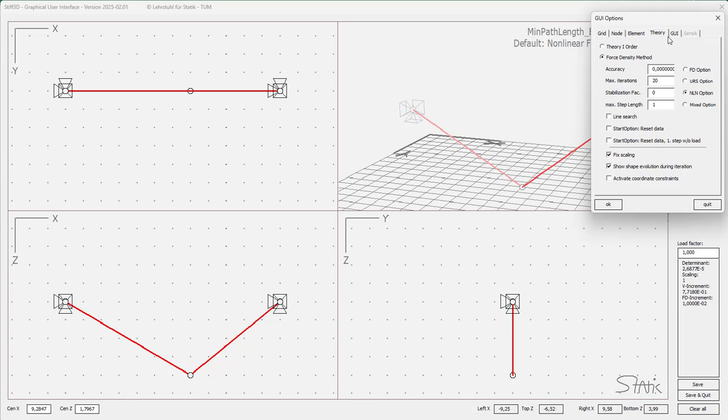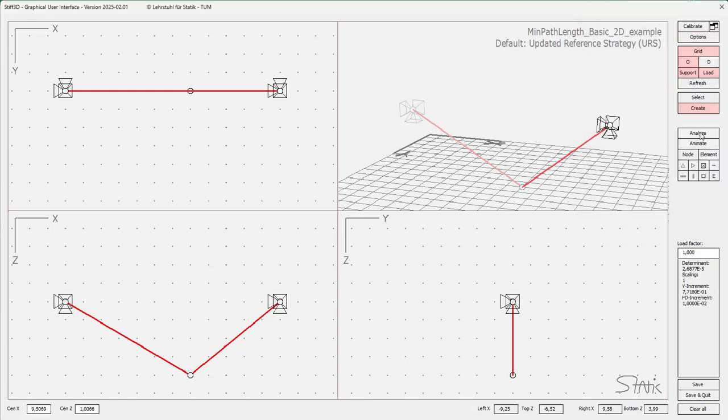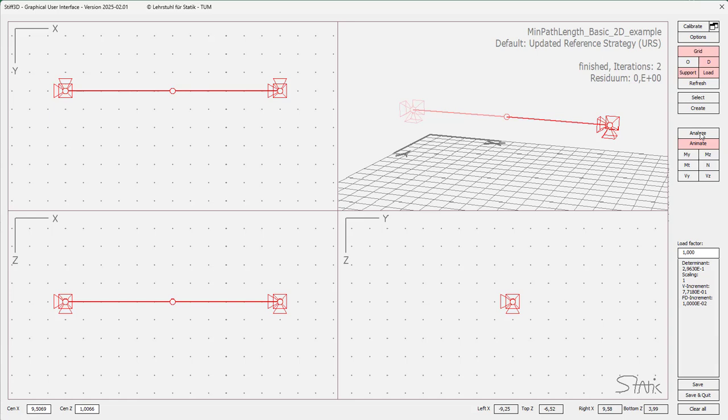Here the options for the theory. We go to IASS, and I don't take back the maximum step length. It's perhaps not necessary, and we start really from scratch. We reset all data. So, okay, let's go on. Pop. Yeah, there we are.